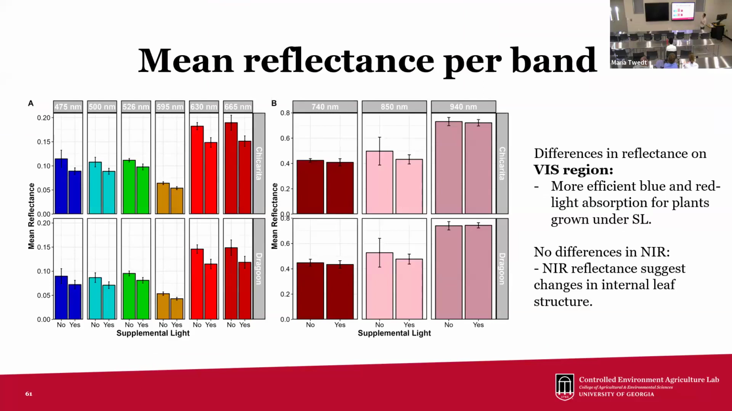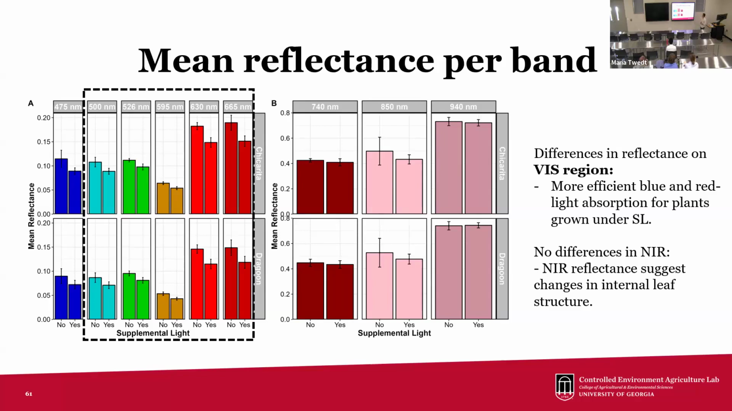Now, the first analysis was the mean reflectance per band. Here you can see from left to right the whole spectrum that we considered, going from the visible spectrum, where we actually saw quite a significant difference between Chikorita and Dragoon. Well, actually, those differences were expected. You could see that one cultivar had a darker green color than the other.